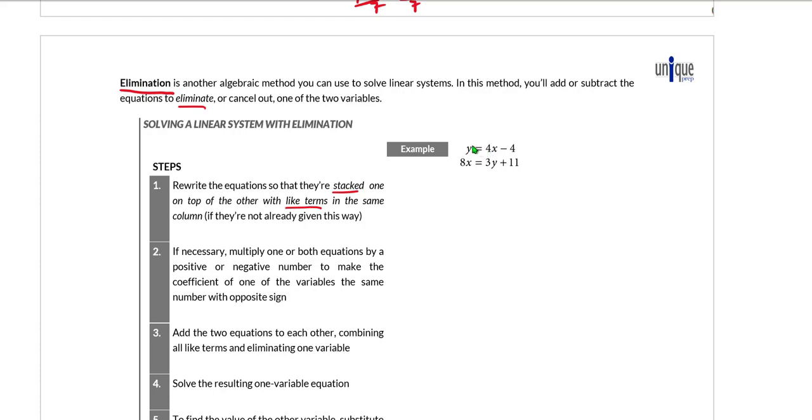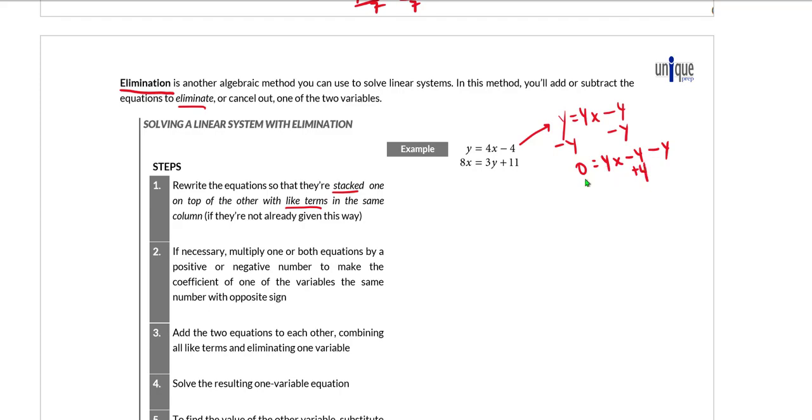In this example, we do have to do a little bit of rearranging. So what are we going to do here? Let's rearrange both of these so that they are in standard form. So this first one, y equals 4x minus 4. What if we subtract the y? Subtract the y, we get 0 equals 4x minus 4 minus y, and then let's add the 4.